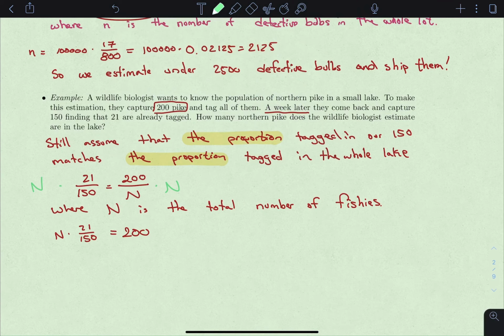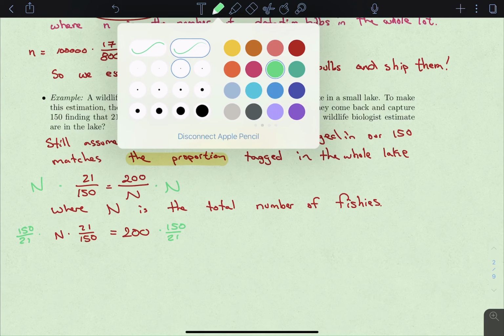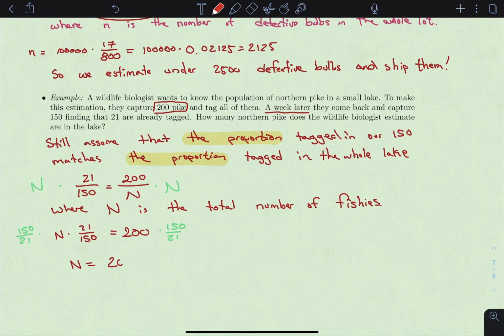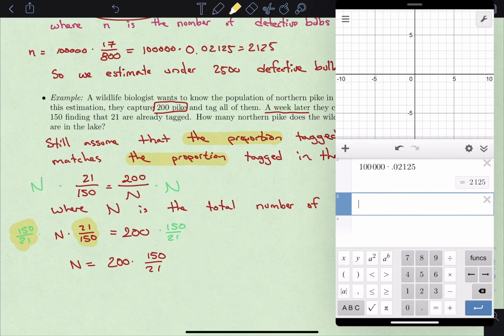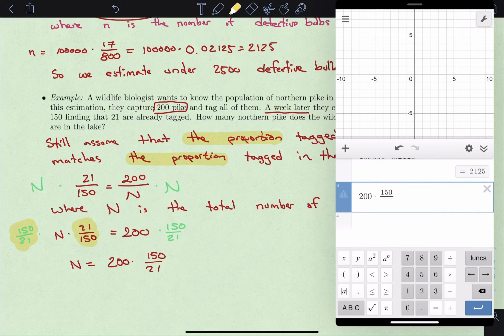And then we can multiply both sides by 150 over 21. And that will say that n equals 200 times 150 over 21. Oh, I guess I should say, these two numbers in yellow over here, they multiply together to be 1. And because you can multiply in any order, they will cancel each other out and just leave an n on the left side. Let's finish that multiplication. 200 times 150 divided by 21.